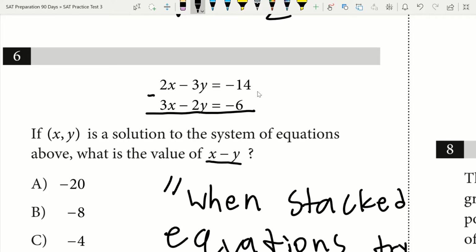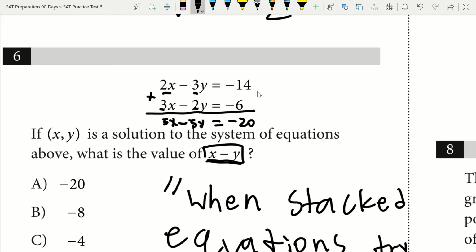When I look at this, the thing that I notice is I have a 2 here, a 2 here, a 3 here, and a 3 here. Well, that means that if I were to add them, I'm going to have a 5x and then a minus 5y. So I have 5x minus 5y, and if I factor out 5, then I have x minus y. So I'll go ahead and do that. And then I'm going to have negative 14 minus 6, which gives me negative 20.